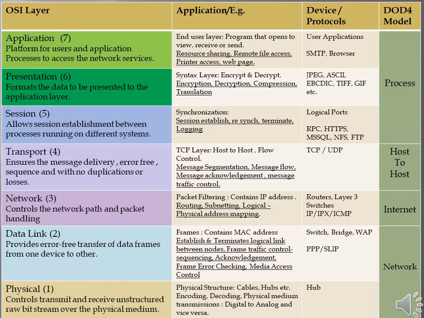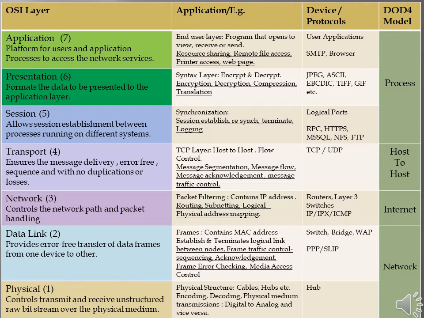Network layer. The network layer controls the network path and packet handling. It routes the packet to the destination. Packet filtering: this layer is used for packet filtering. It contains the IP addresses. Examples: routing, subnetting, logical and physical address mapping. Devices and protocols used in this layer: routers, layer 3 switches, and protocols IP, IPX, ICMP.